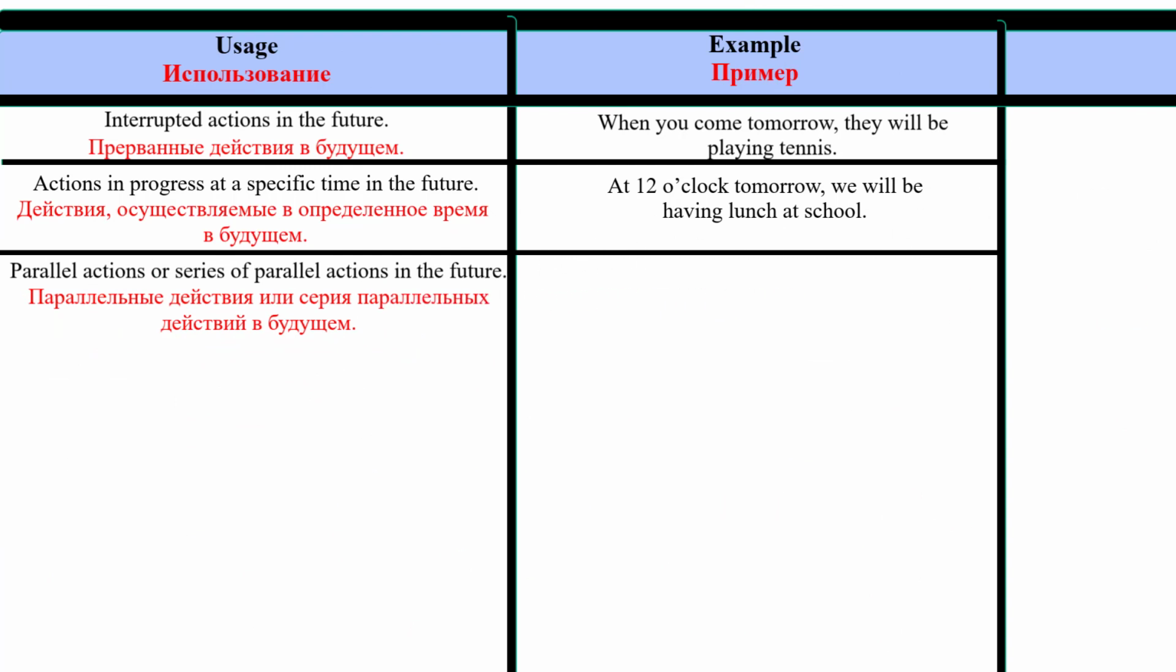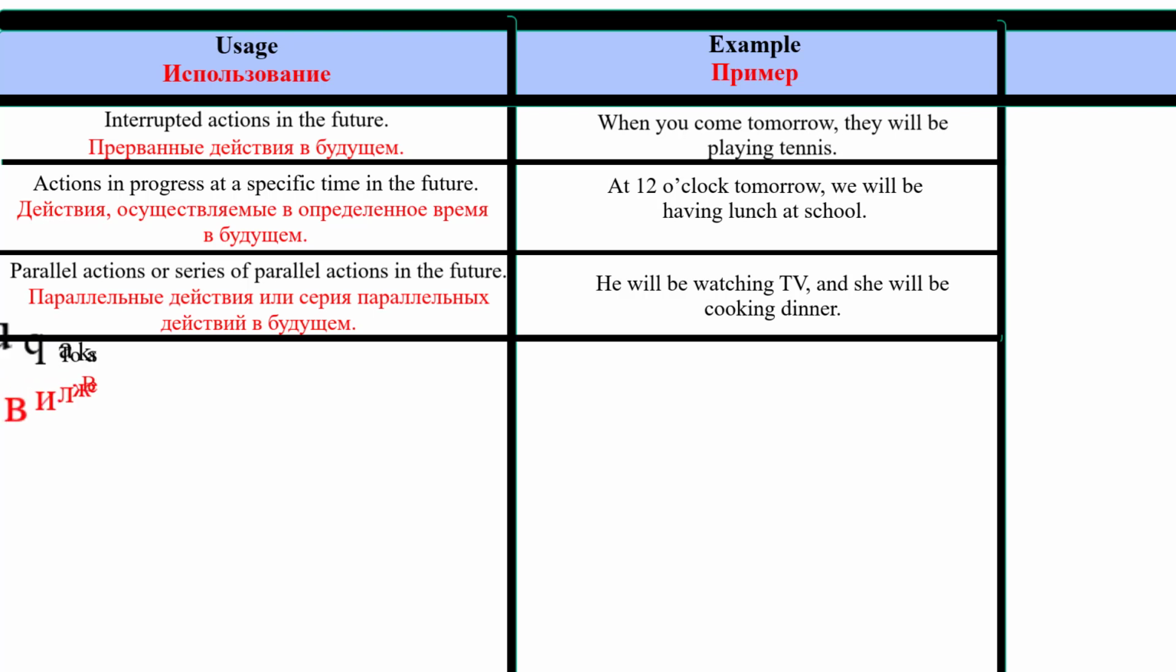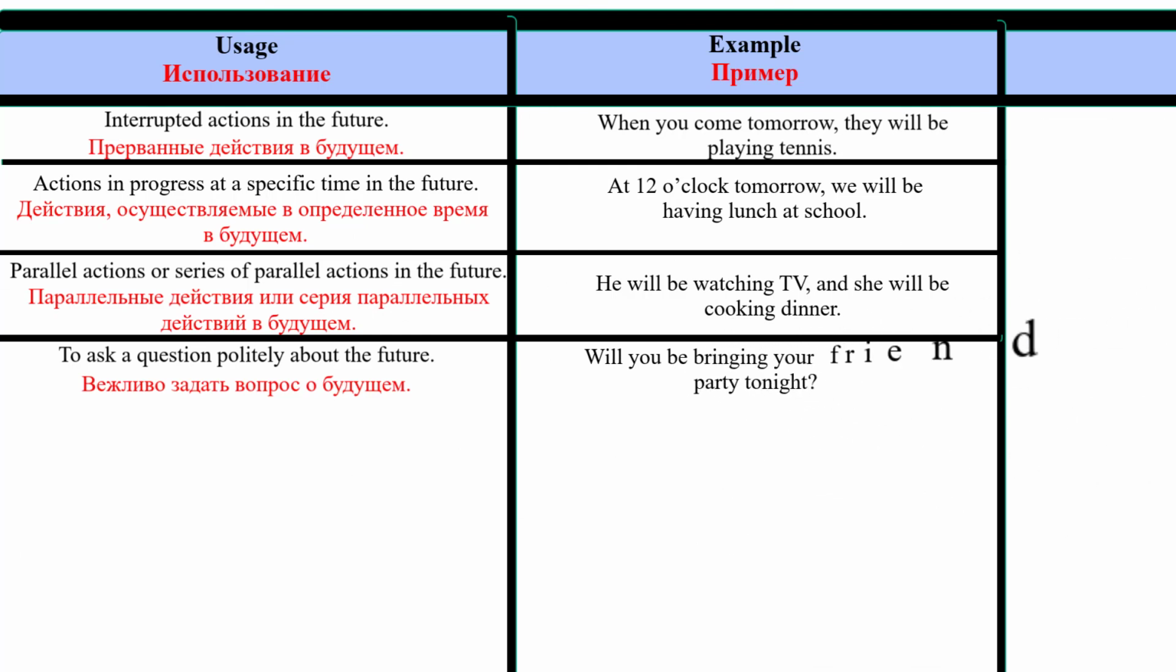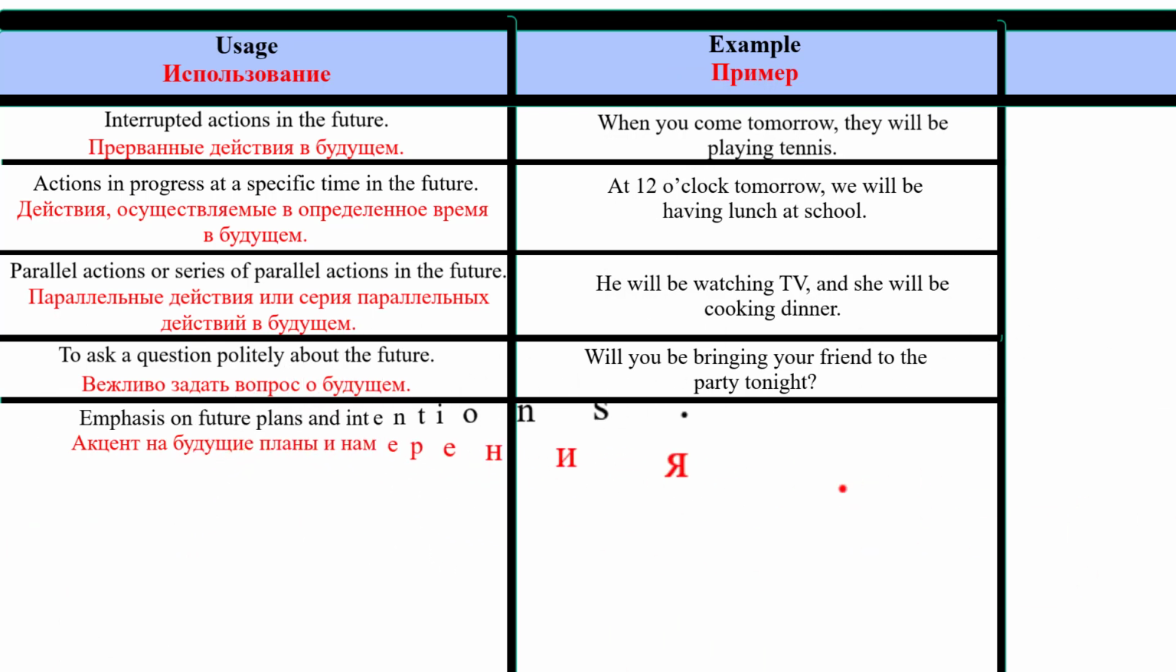Parallel actions or series of parallel actions in the future: He will be watching TV and she will be cooking dinner. To ask a question politely about the future: Will you be bringing your friend to the party tonight? Emphasis on future plans and intentions: He will be coming to visit us next week.